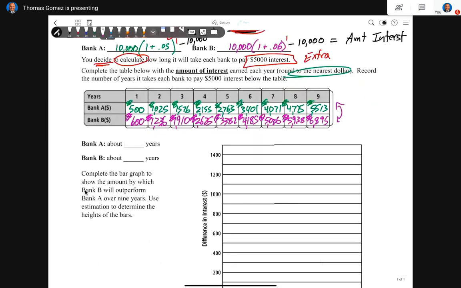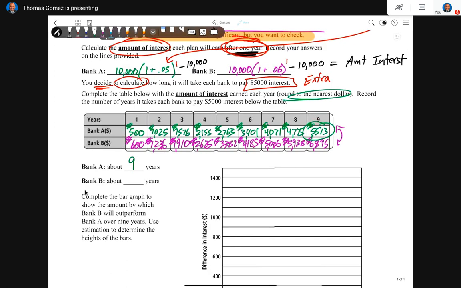Okay, so Bank A, it looks like it was about 9 years for it to get past this $5,000 interest that we were asking ourselves at the very beginning. Whereas Bank B looks like it was only 7 years to get to that $5,000 interest. So you say time is money. Time is definitely money here.